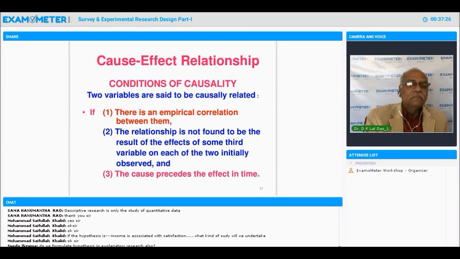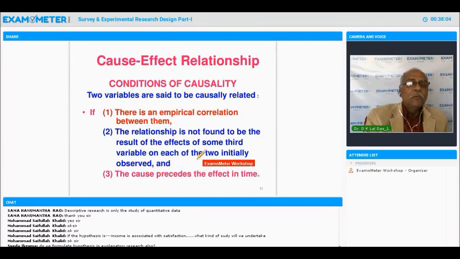That is condition one. The second condition is very important. It says that the relationship is not found to be the result of the effect of some third variable on each of the two initially observed. And third, the cause precedes the effect in time. In most cases, it's inbuilt, but in some cases, you have to be a little careful. Also, you find correlation in almost all researches. So the second condition is very important.